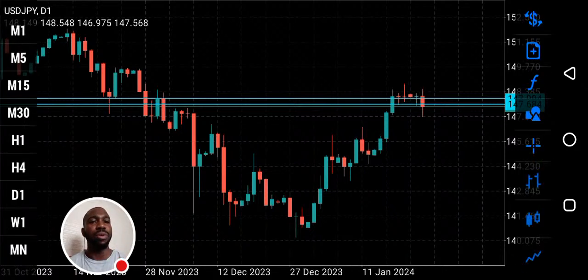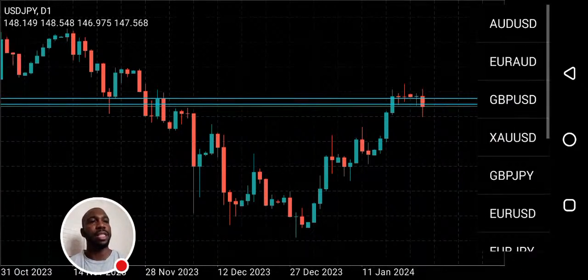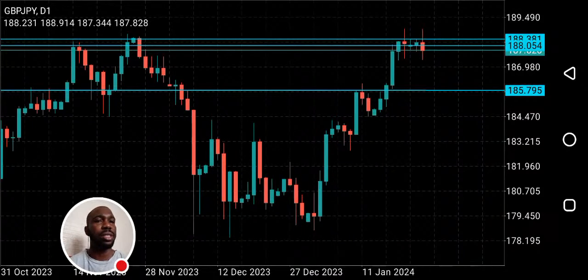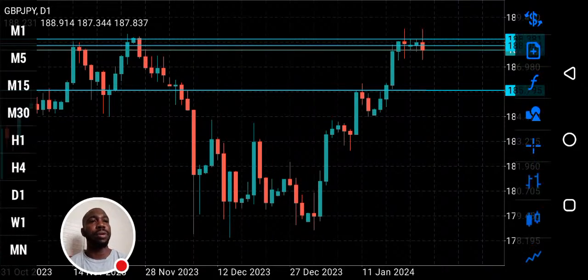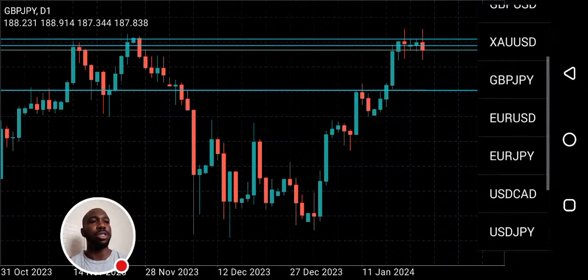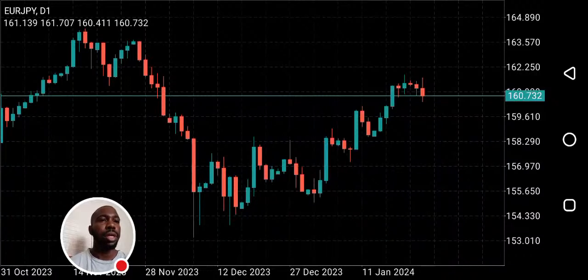GBP JPY, we've looked at GBP JPY. You can see the pattern we have on GBP JPY is similar to what we have on USD JPY. So it is bullish. Sorry, bearish. Most of the JPY pairs are bearish. Euro JPY is bearish too. You can see that it is bearish. GBP JPY, USD JPY, Euro JPY are bearish.